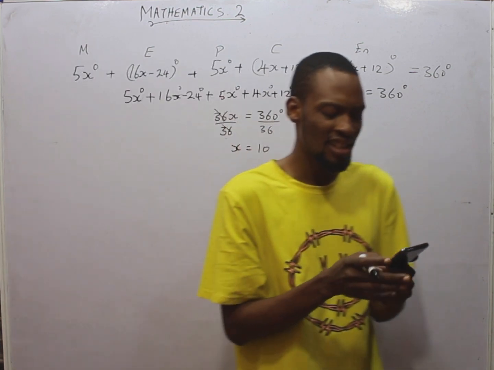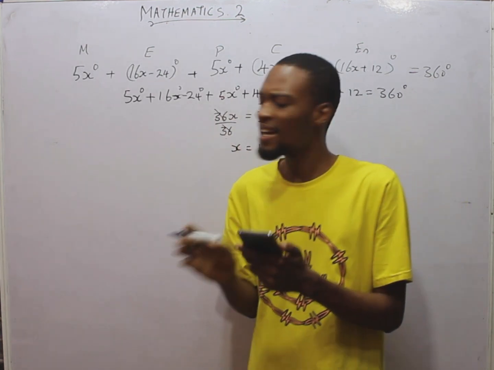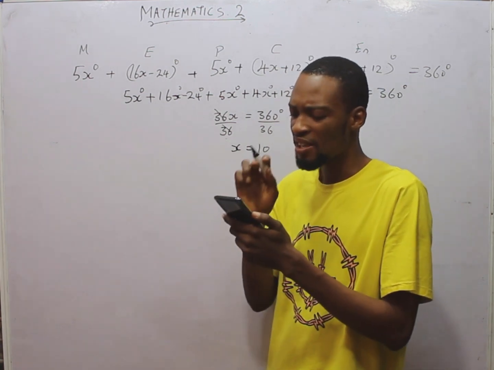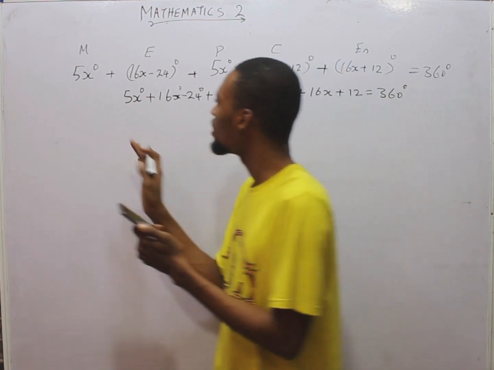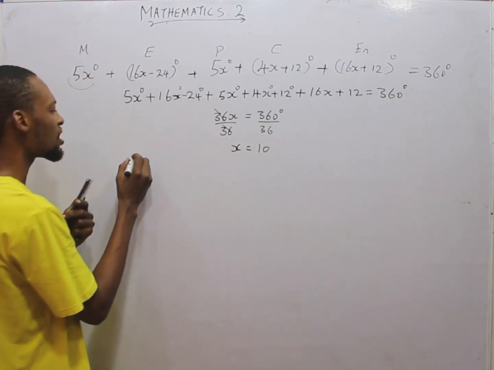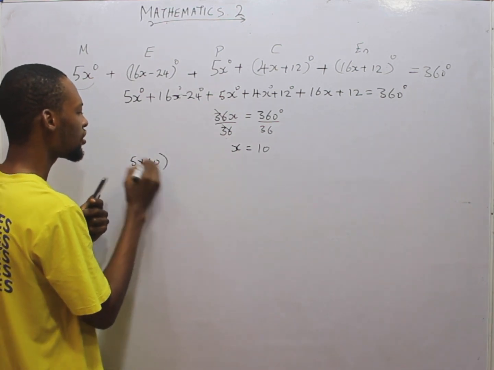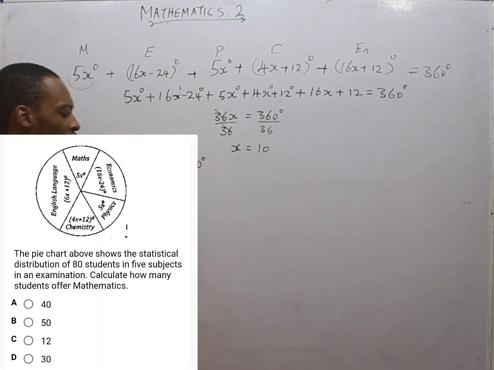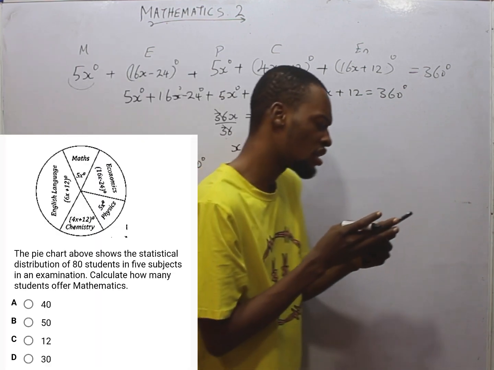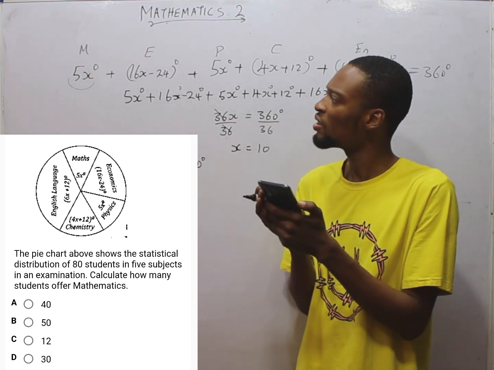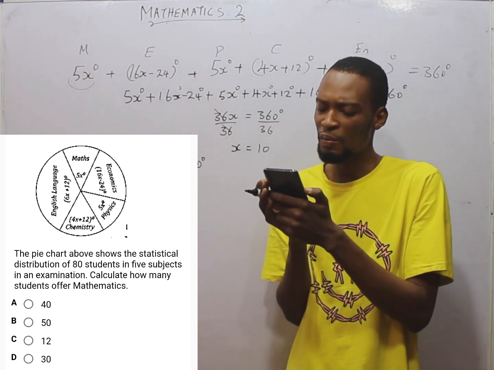What is s? S is not our answer. S is for us to know the degree that mathematics represents. Therefore, instead of saying mathematics is 5s degrees, we simply say that mathematics is 5 times 10 degrees. And what is that? 50 degrees. Is that our answer? No. They said how many students offer mathematics, not how many degrees is mathematics.